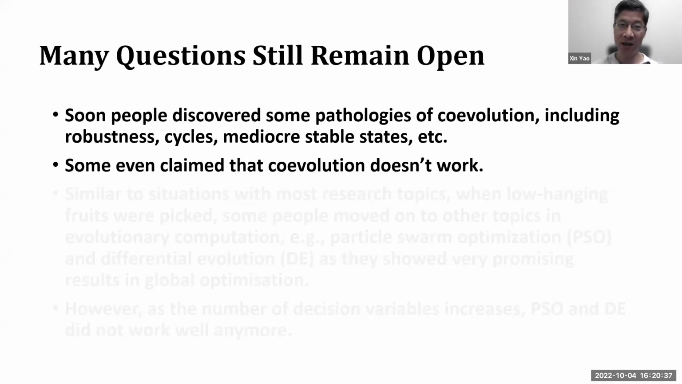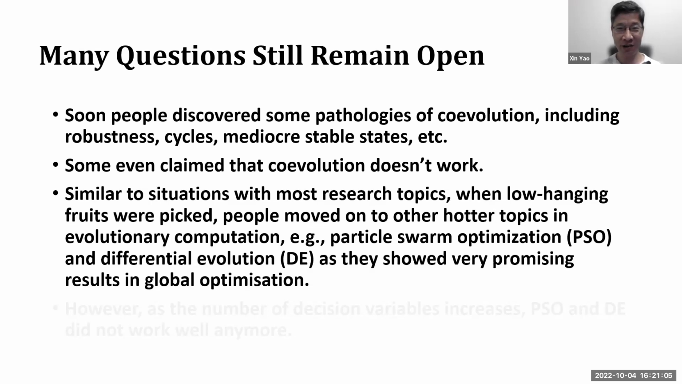Because of this, as human nature, some people dismiss co-evolution very quickly. They tried the co-evolutionary algorithm, it did not work, and they just claim, oh, co-evolution does not work. In university, we are under a lot of pressure, especially some students. They are looking for more productive research topics to work on so they can publish. So people discovered all these low-hanging fruits were picked, and all the remaining research topics with co-evolution become very hard.